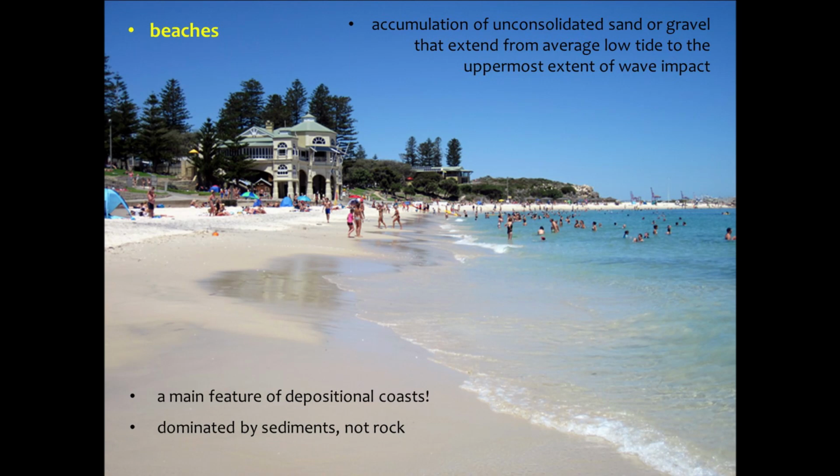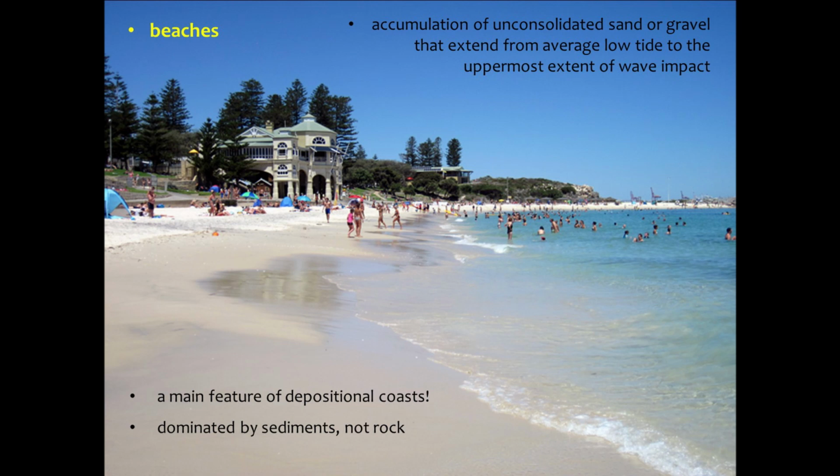So let's take a look at beaches. Beaches, as I said previously, are a main feature of depositional coastlines. And we're not talking about small little beaches, but long, extensive beaches that go on for miles or kilometers and kilometers. They're dominated for the most part by sediments. These can be finer, smaller grain sediments, or they can be large, coarser grain sediments, but it's not solid rock. It's not a rocky cliff that we saw with our rocky erosional coastlines.